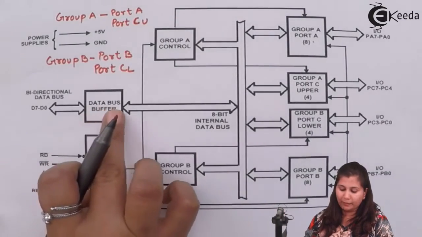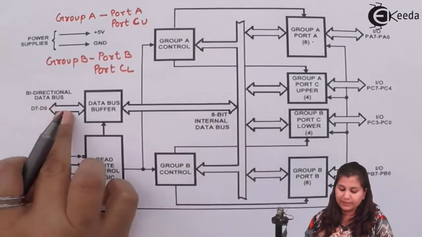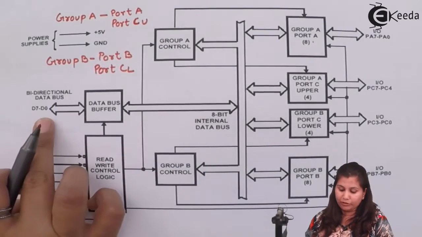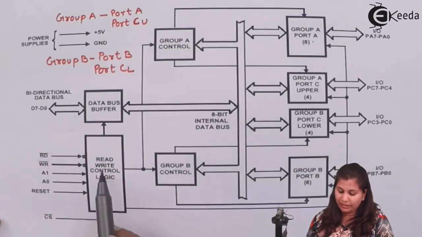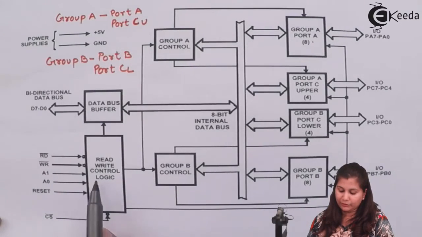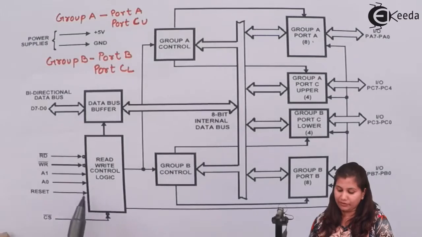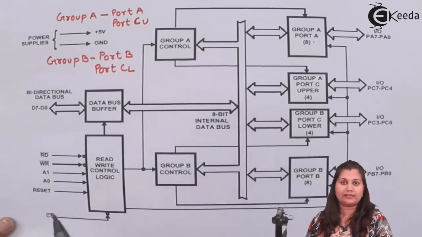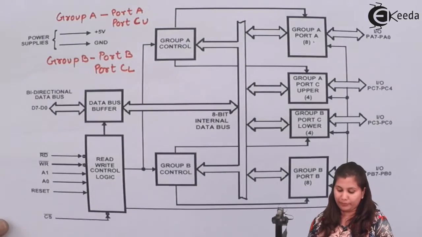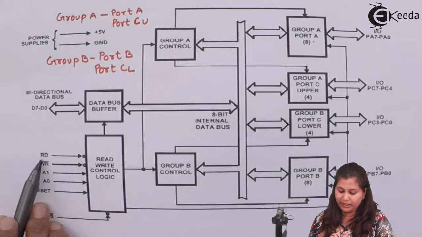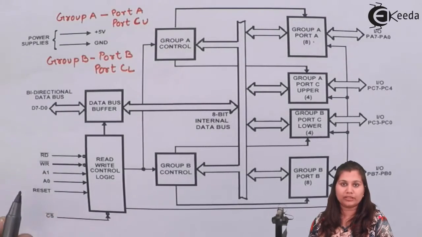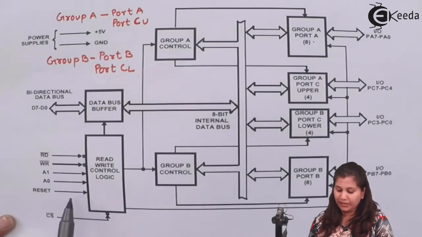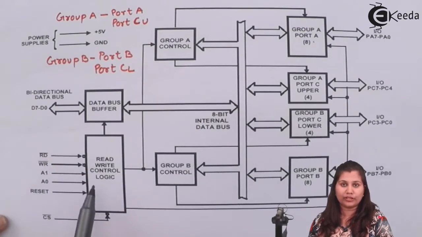Now here we have the data bus buffer, and this data bus is bidirectional, from D0 to D7. Then we have the read-write control logic, and to this logic we have various signals which decide whether the operation is a read operation or a write operation. We have the signals read, write, A1, A0, which decide which port is going to be selected. Then we have the reset pin, which is going to clear the control register.